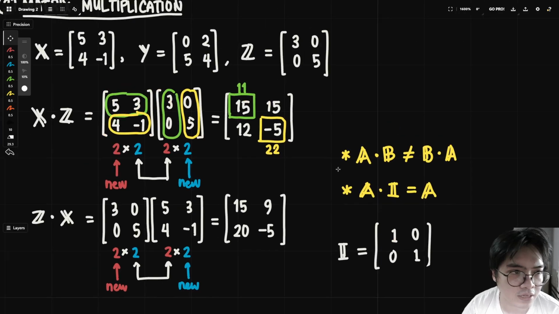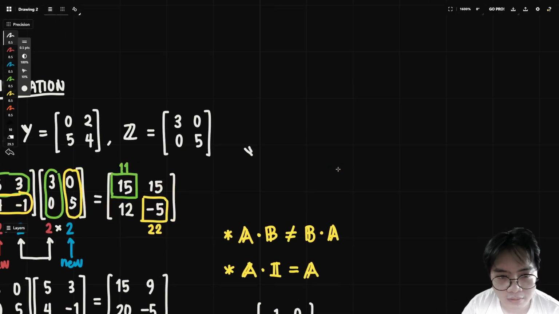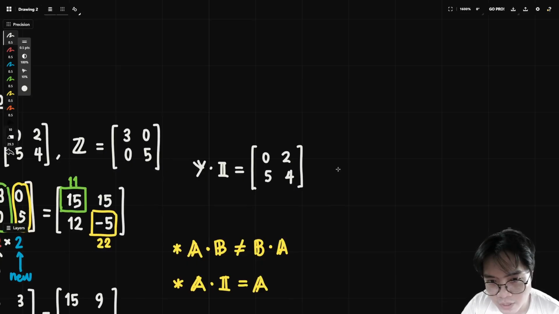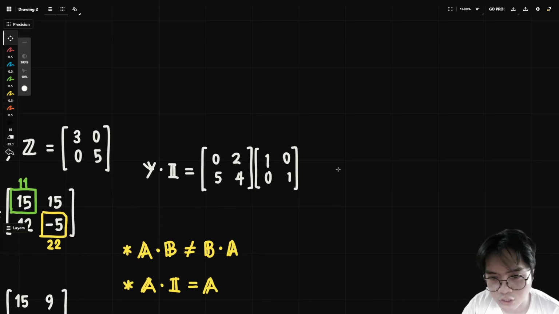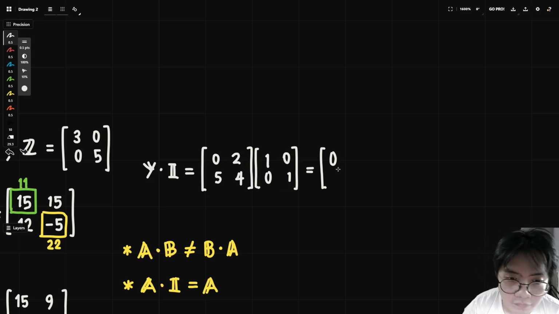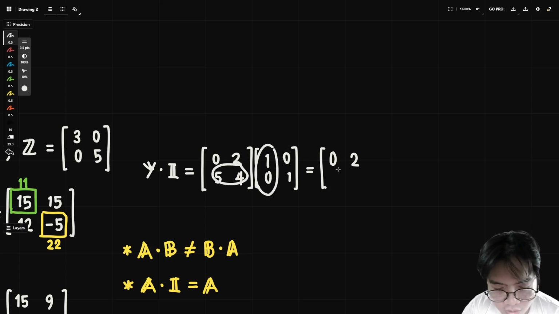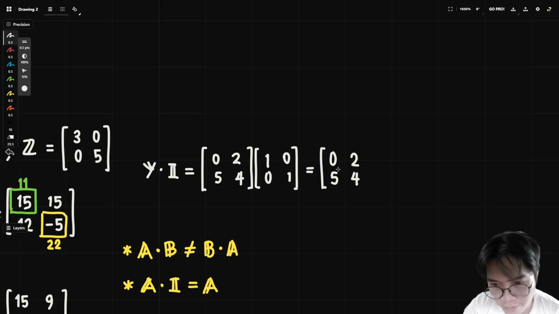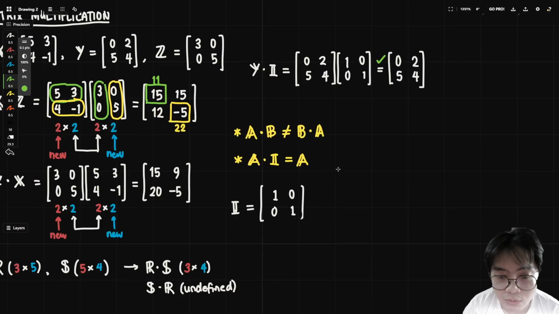Now, let's try it out. Let's say, for example, we have y times I. Dapat, ang goal natin is dapat same pa rin, letter y pa rin, diba? So, ang y natin is 0, 2, 5, 4. You multiply it with 1, 0, 0, 1, right? Let's try it in our heads now. 0 times 1 plus 2 times 0 gives 0. 0 times 0 plus 2 times 1, we will have 2. 5 times 1 plus 4 times 0, you will have 5. And then 5 times 0 plus 4 times 1, you will have 4. There you go, right? So that is indeed correct. That is the identity matrix, but it's only possible as a square matrix.